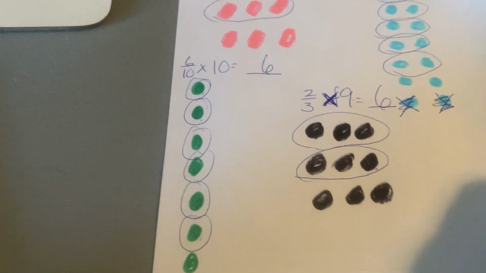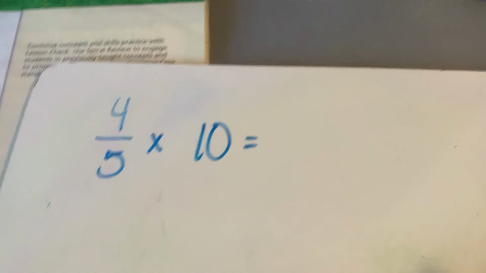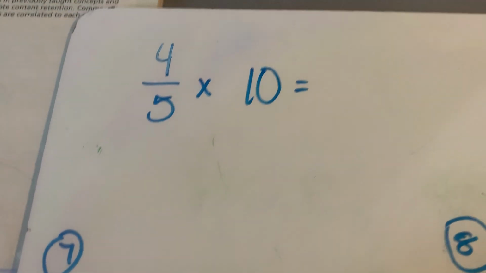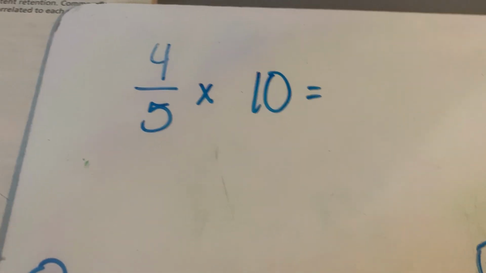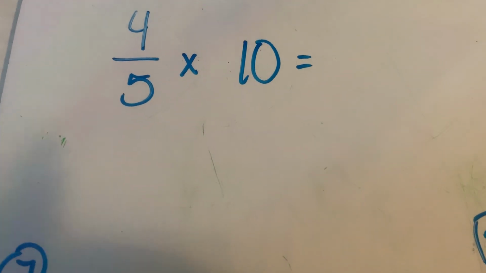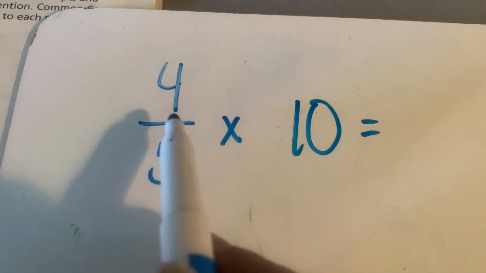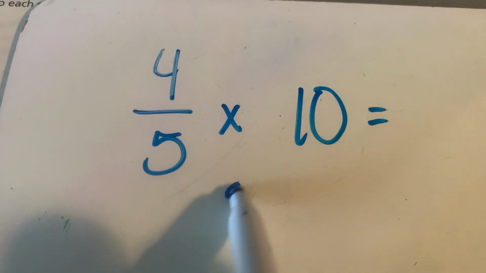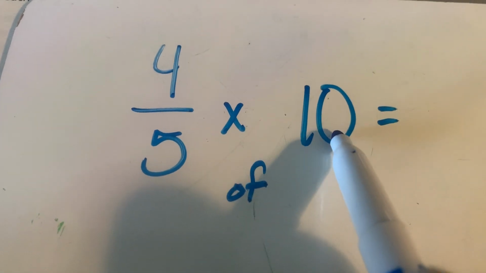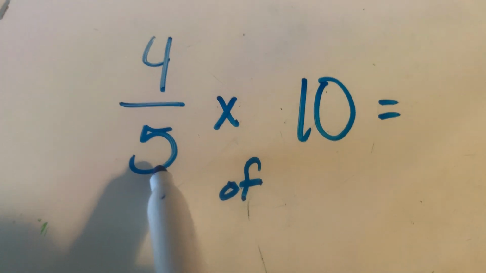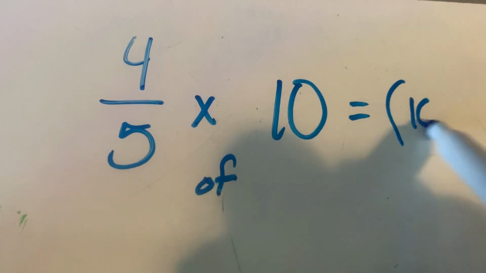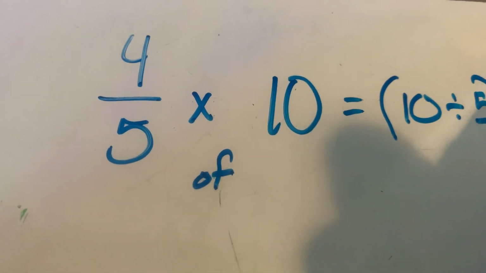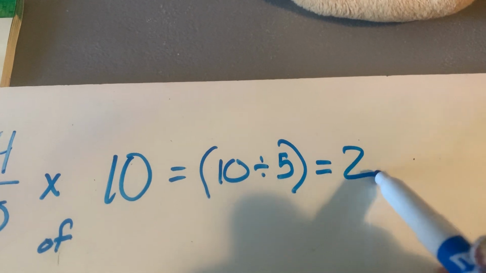So now there's some of us that probably don't feel like making all those rows and all of those dots. So I bet you've already figured out or remembered that there is a mathematical way to do this. And it's this. When we look at 4/5 times 10, or 4/5 of 10, we're going to divide 10 into 5 rows. So 10 divided by 5. And I'm going to put this in parentheses so you can see it. 10 divided by 5, and that equals 2.